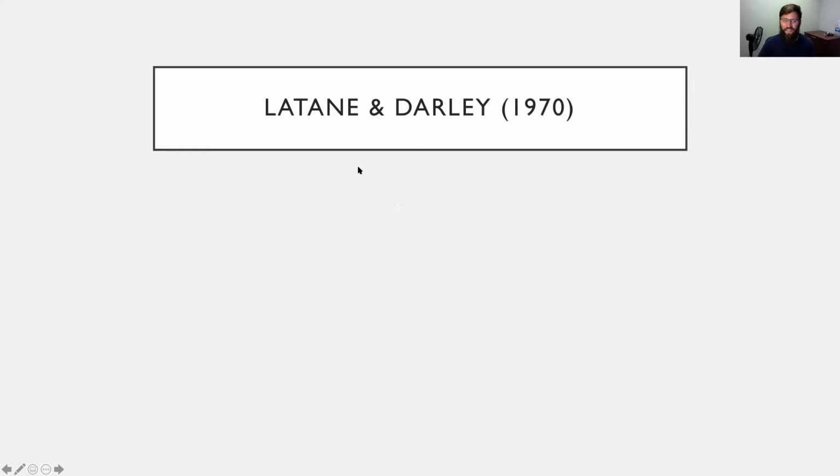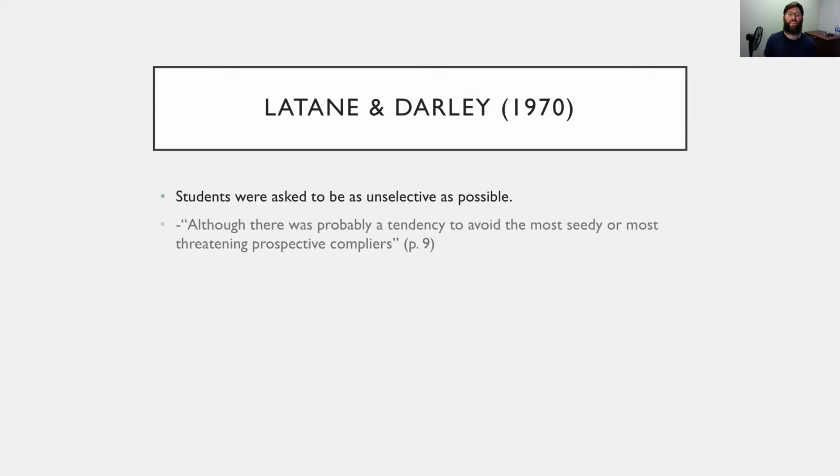In this study, to maintain a good procedural control, the students were asked to be as unselective as possible. Now it's 1970 in the village, and maybe they might be approaching some folks who might be a little seedier than others. But they admitted in the paper that there might have been a tendency for our students who were asking these folks requests to avoid the most seedy or most threatening prospective compliers.